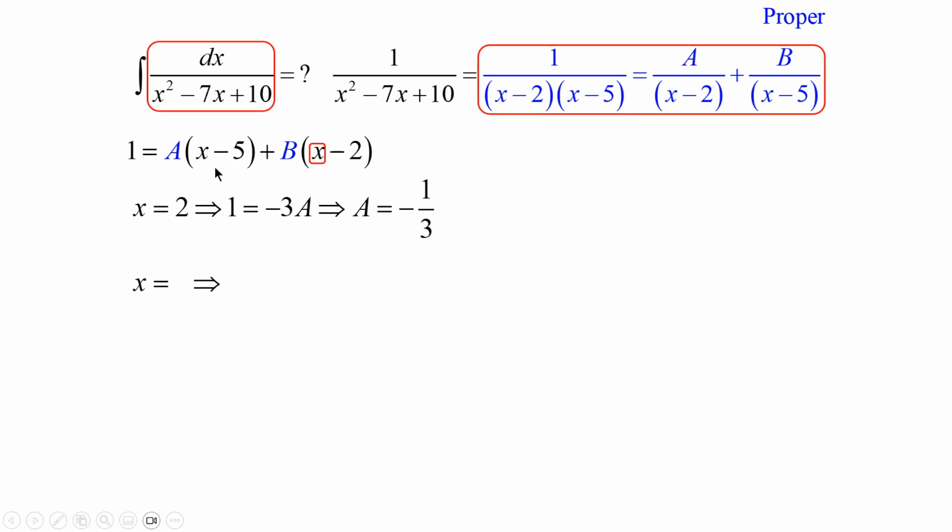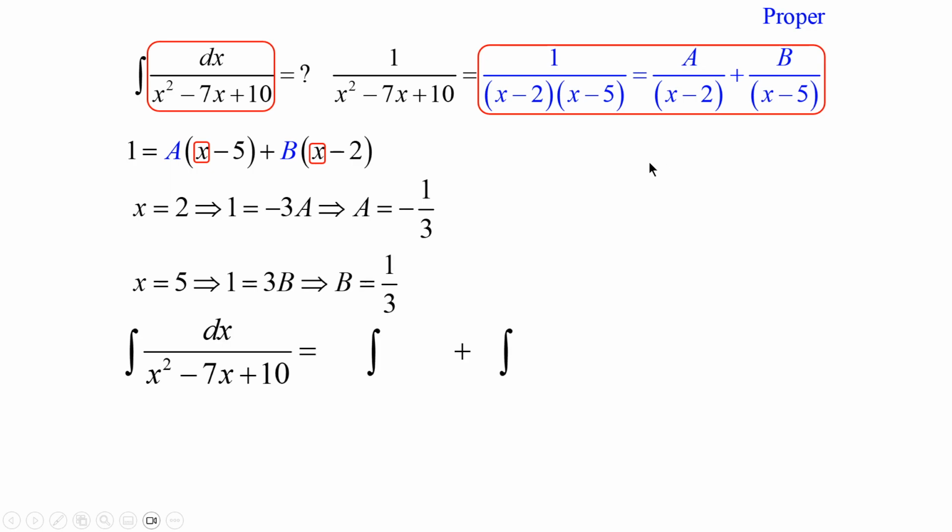Now the x is going to have to equal the 5. So we're going to get 1 equals 3B, so B is 1/3. And now let's set it up. So let's bring the negative 1/3 out front. And then we've got, what was our A over there? The x minus 2, so dx over x minus 2. And then bring the B out front, which is the positive 1/3. And now we've got our dx over x minus 5.